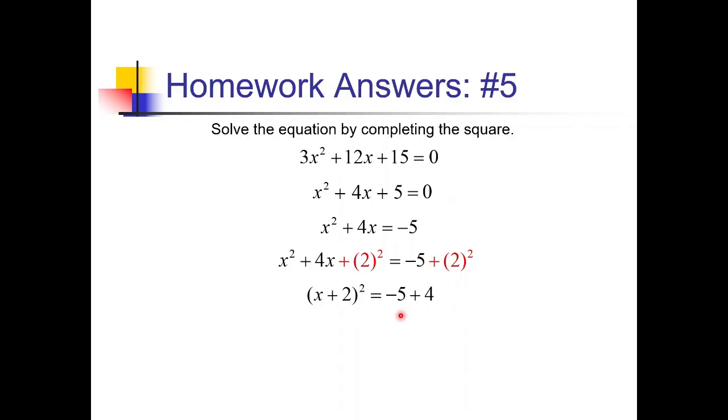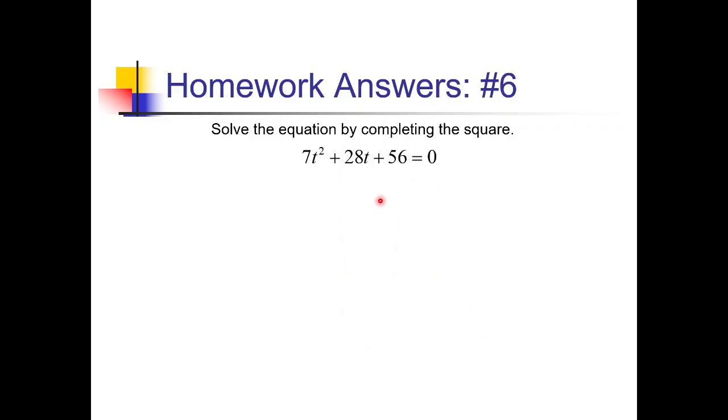So now I can square root both sides. That'll leave me with x plus 2 on the left and plus or minus the square root of negative 1 on the right side. So to get x by itself, let me subtract 2 over there. And I know that square root of negative 1 can be expressed as i, so let me just write plus or minus i.